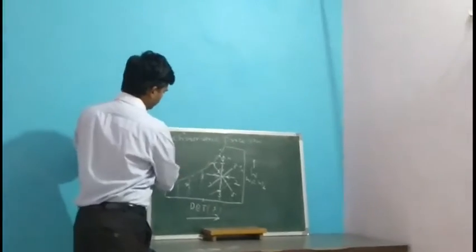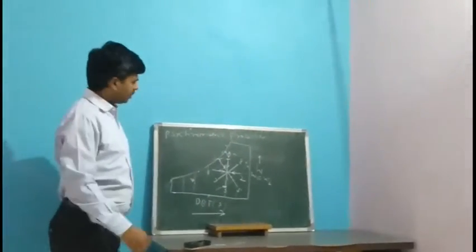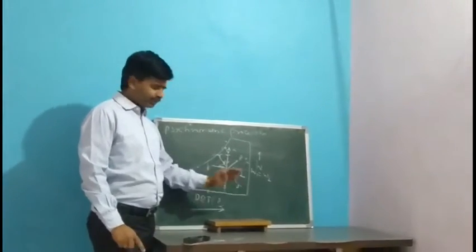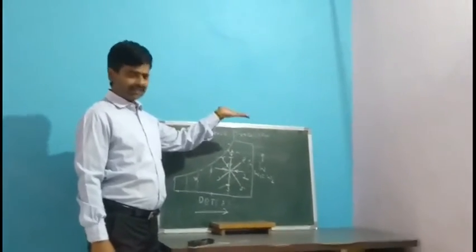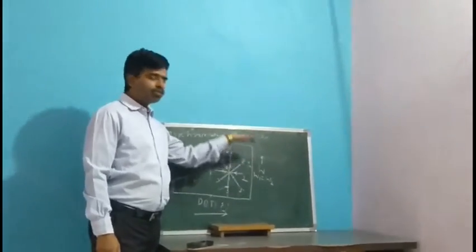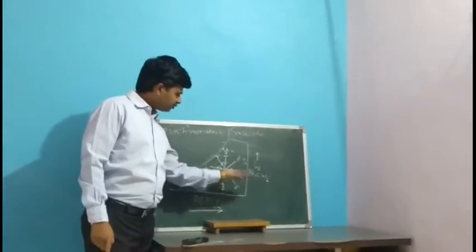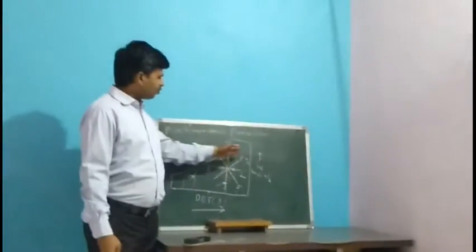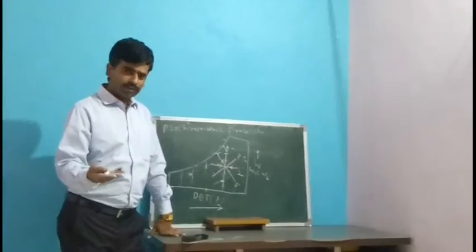Now I will come to the next process, that is 7 to 8. In this process, DBT is increasing and specific humidity is also increasing. As specific humidity is increasing, it is humidification, and DBT is also increasing, so it is heating. So this process 7 to 8 is known as a heating with humidification process.